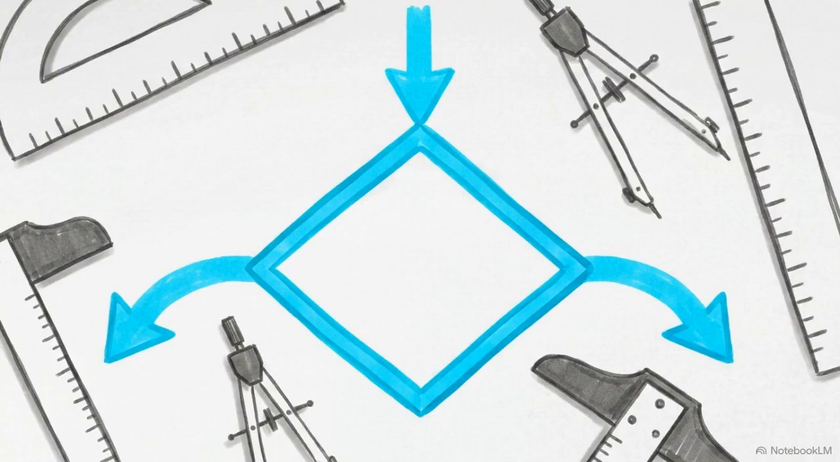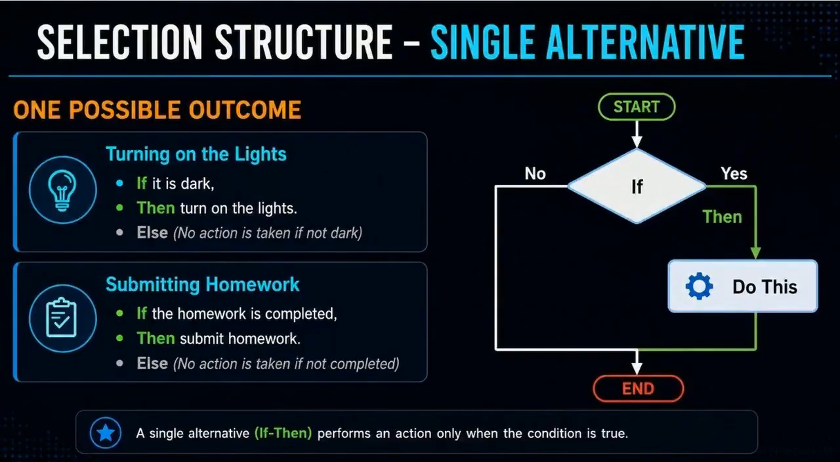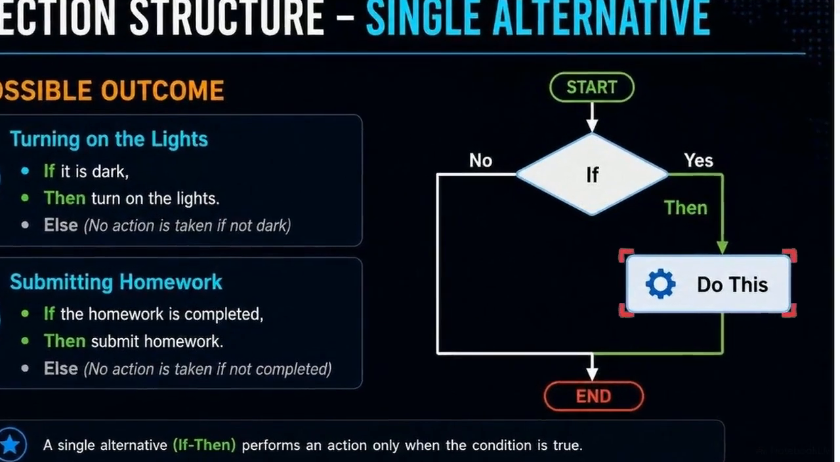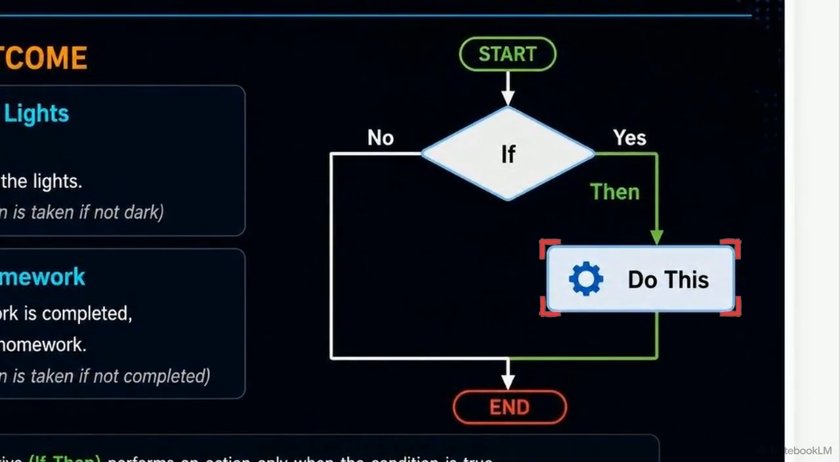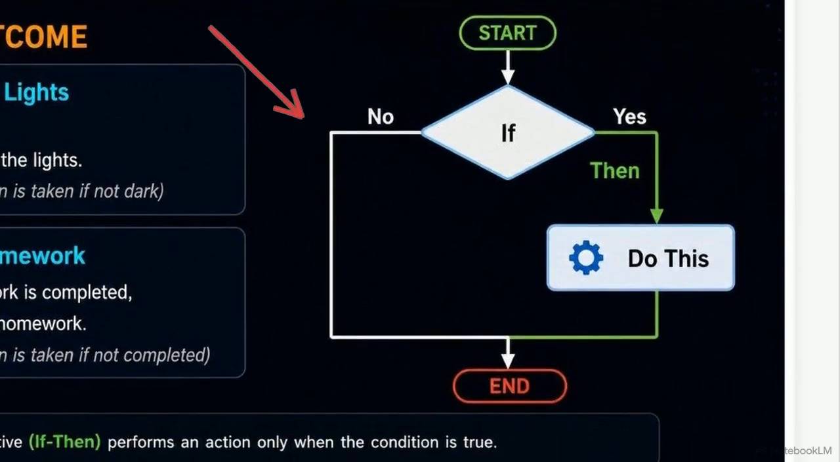The most basic decision node is the single alternative selection, commonly known as an if-then statement. This flowchart shows how a bypass loop operates. The program checks a condition, like asking if it is dark outside. If yes, it executes the action block to turn on the lights. If no, it bypasses the block entirely and continues down the main path.